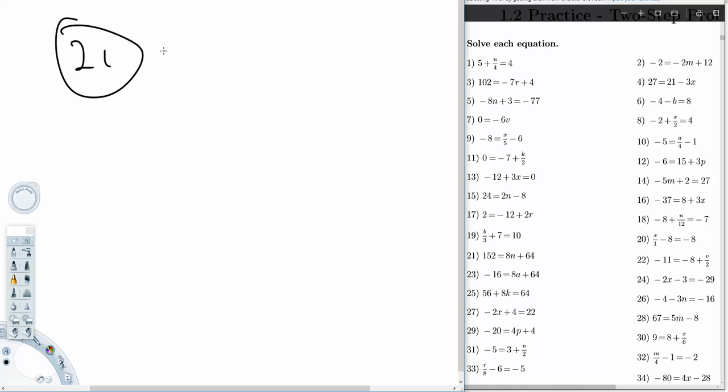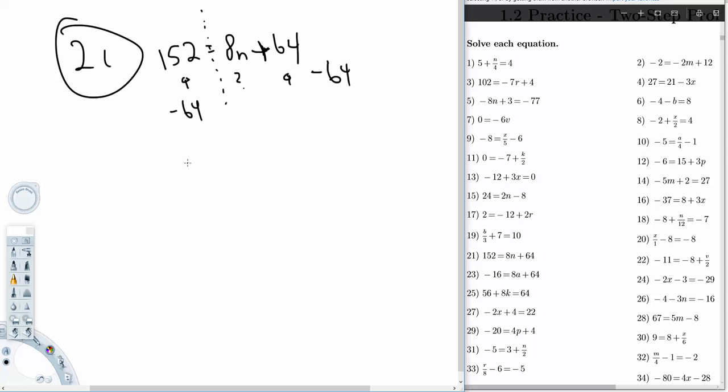21. 152 equals 8n plus 64. So we have a killer problem here. It looks bad because we have all these big numbers, but if you break it down into the steps, separate the problem in two, identify what you know, identify what you don't know, we have to get rid of this. So instead of plus 64, we'll have minus 64 here. Here we'll have minus 64 also.